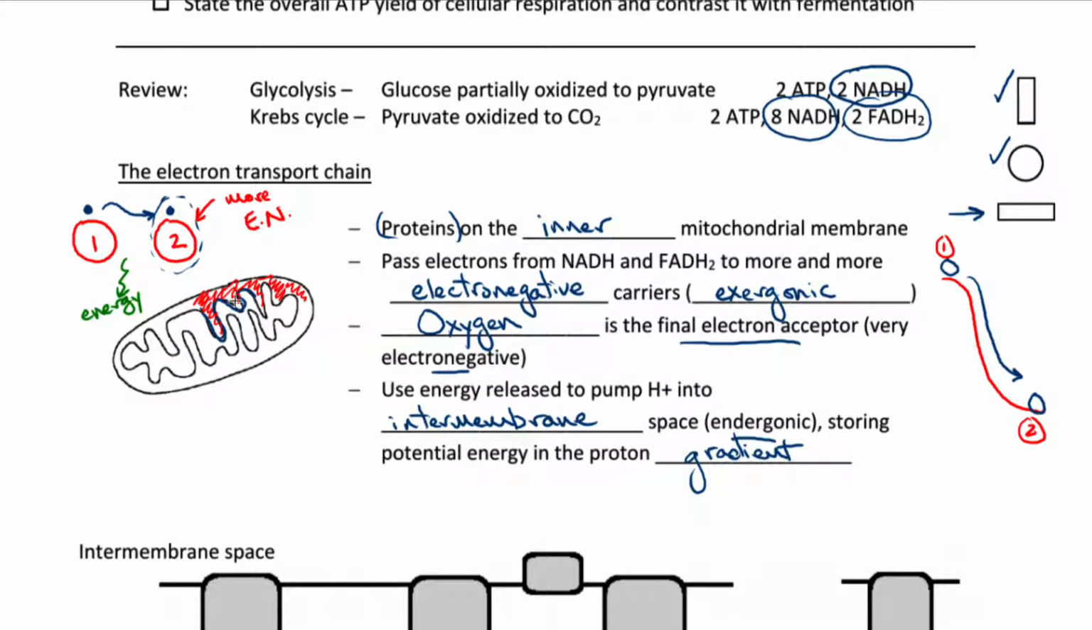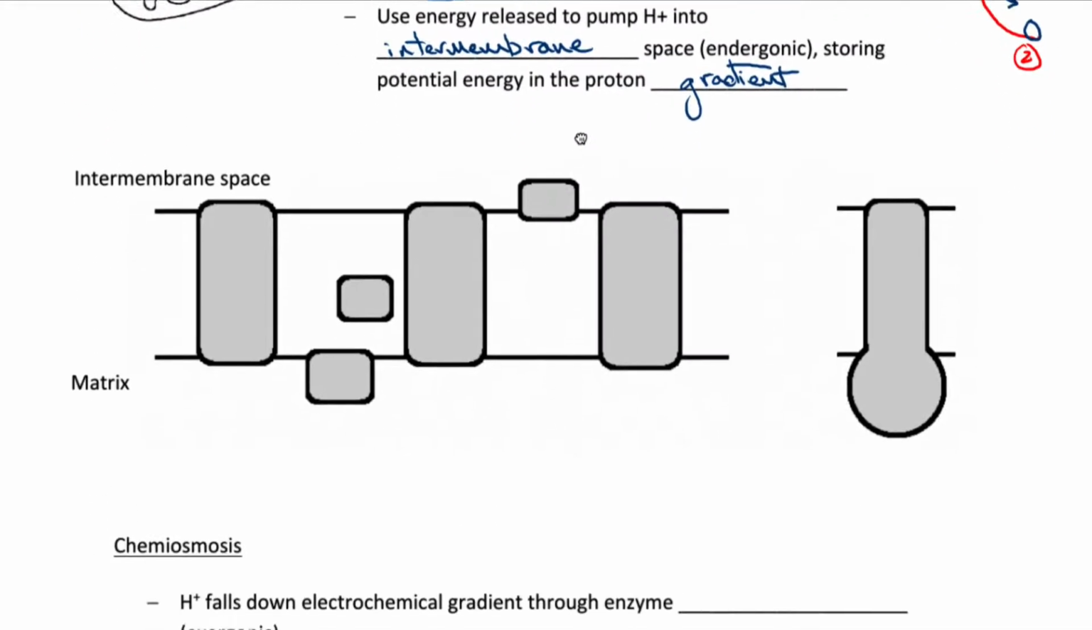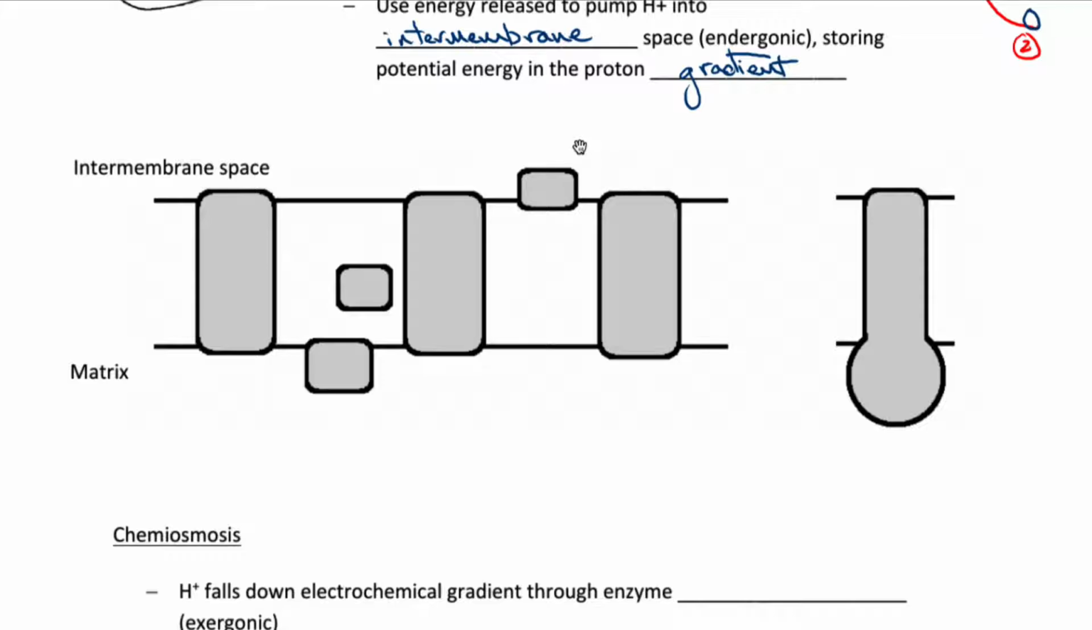In other words, those protons are going to want to get out of there and get back into the matrix if they can, both because they're repelling each other electrically and because they want to move from an area of high concentration to low concentration. And when they move from the intermembrane space into the matrix, that's going to release energy, and we can use that energy to drive energy requiring or endergonic reactions, and specifically to make ATP.